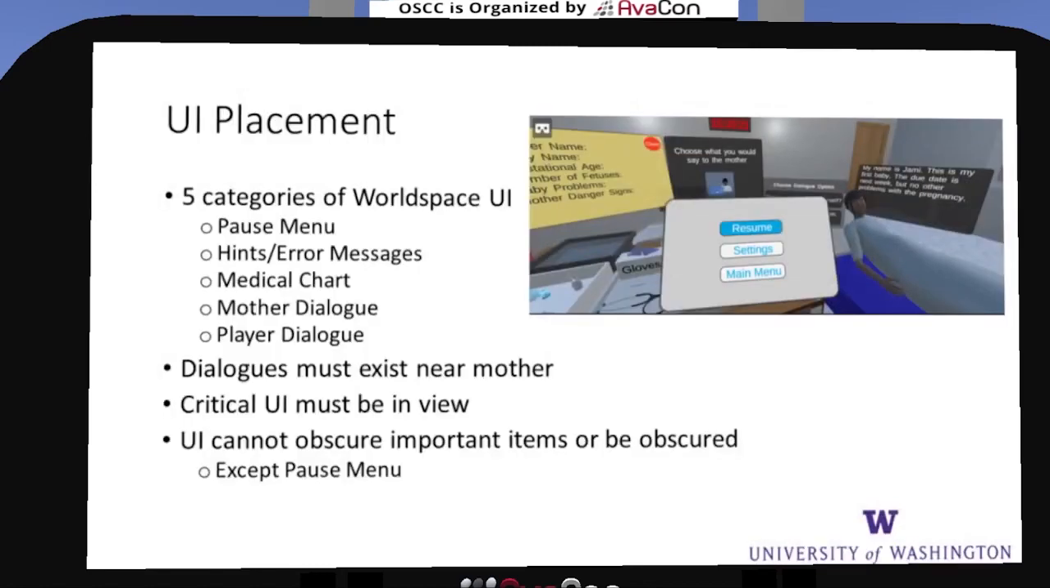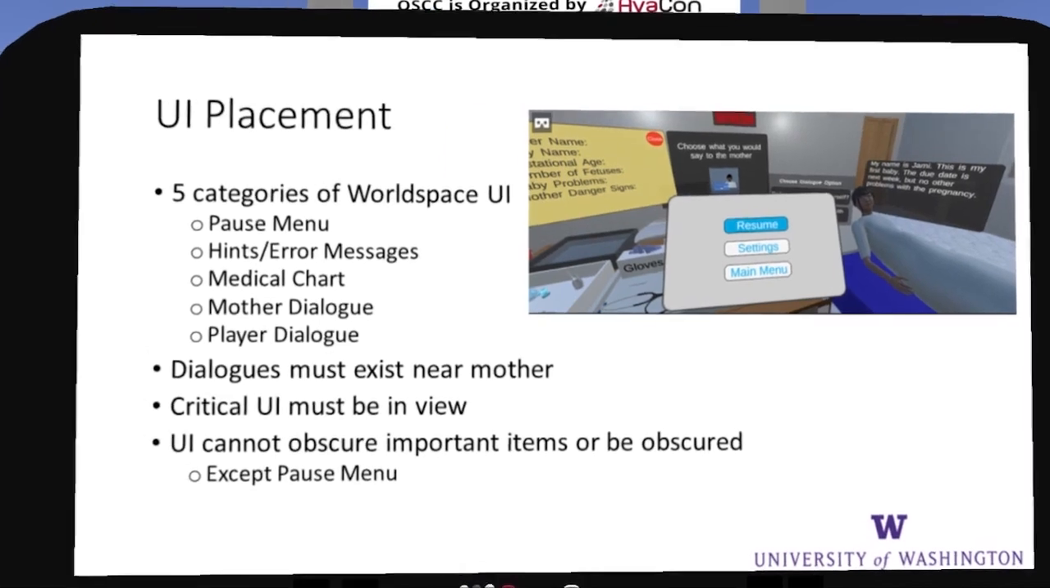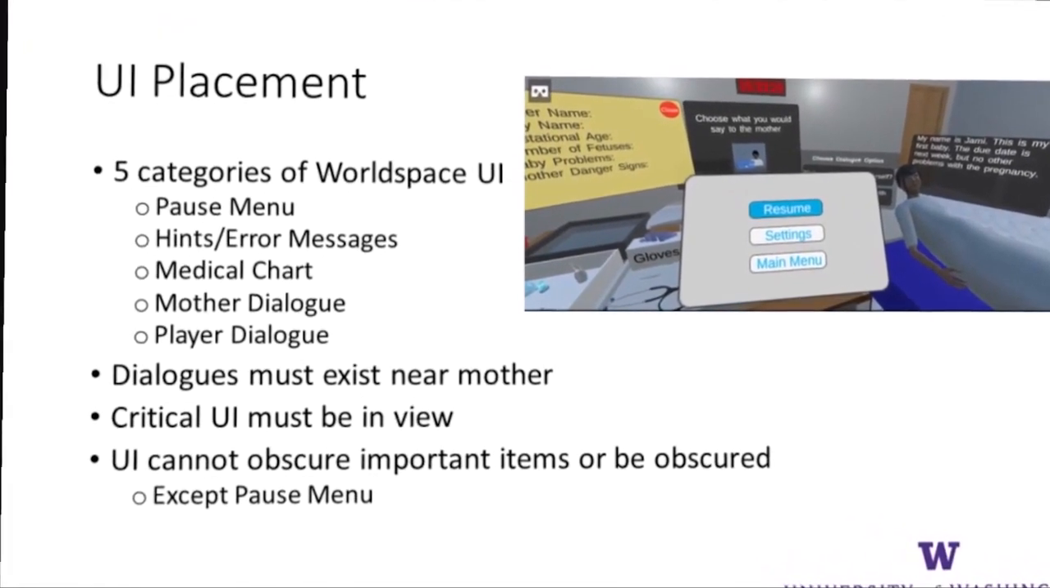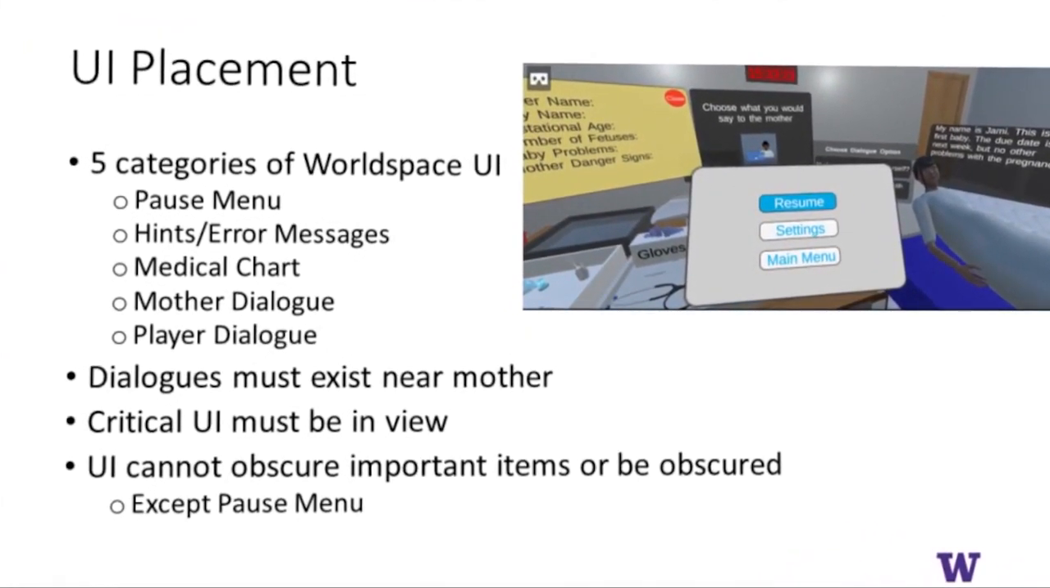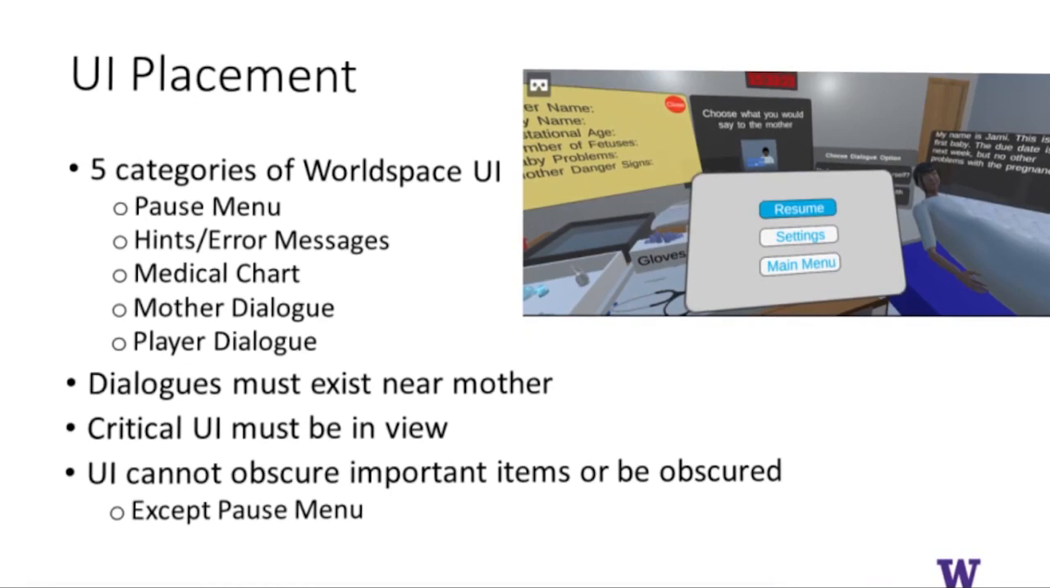UI was one of the banes of our existence. We had 5 different types of UI. And being VR, it all had to exist in world space rather than being fixed on the screen. And so we had lots of conflicting requirements here. They all had to be visible without having to go searching for it. They couldn't interfere with one another or obscure key objects or other key objects or be obscured, and different combinations of them might be open at different times.